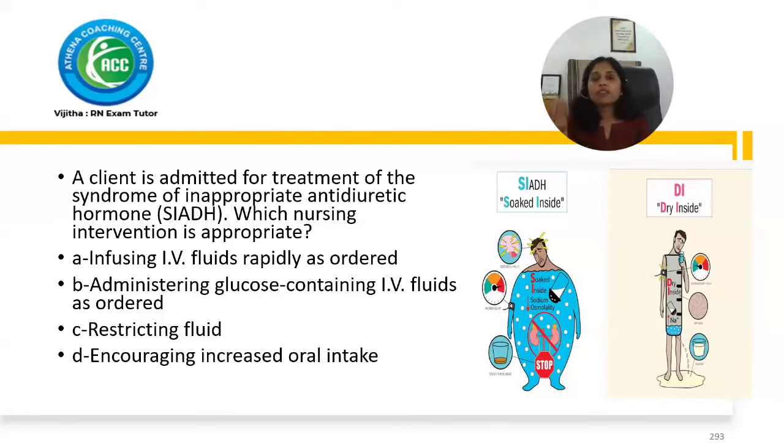Because there is a lot of excess fluid, we have to give diuretics. But in diabetes insipidus, anti-diuretics are given.